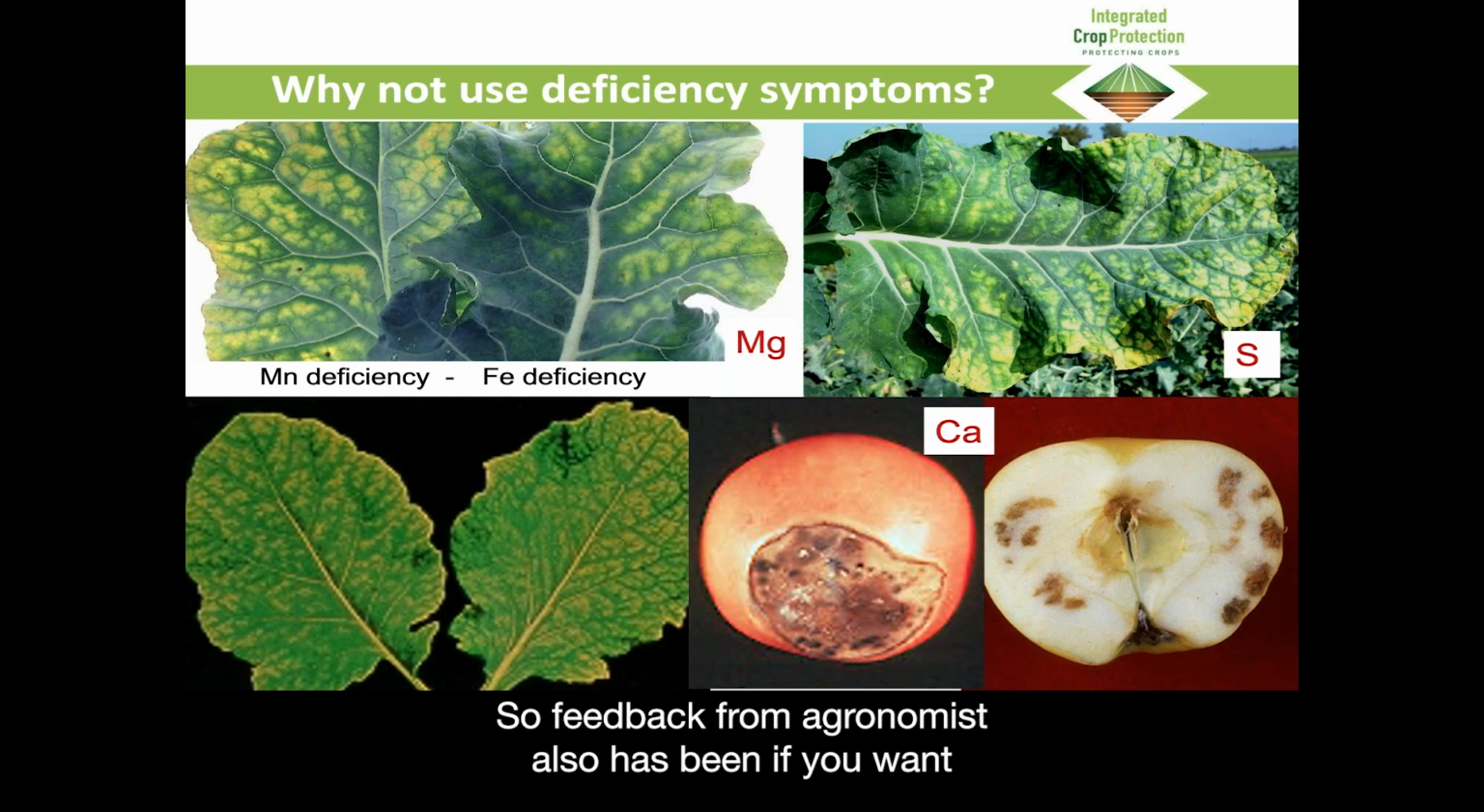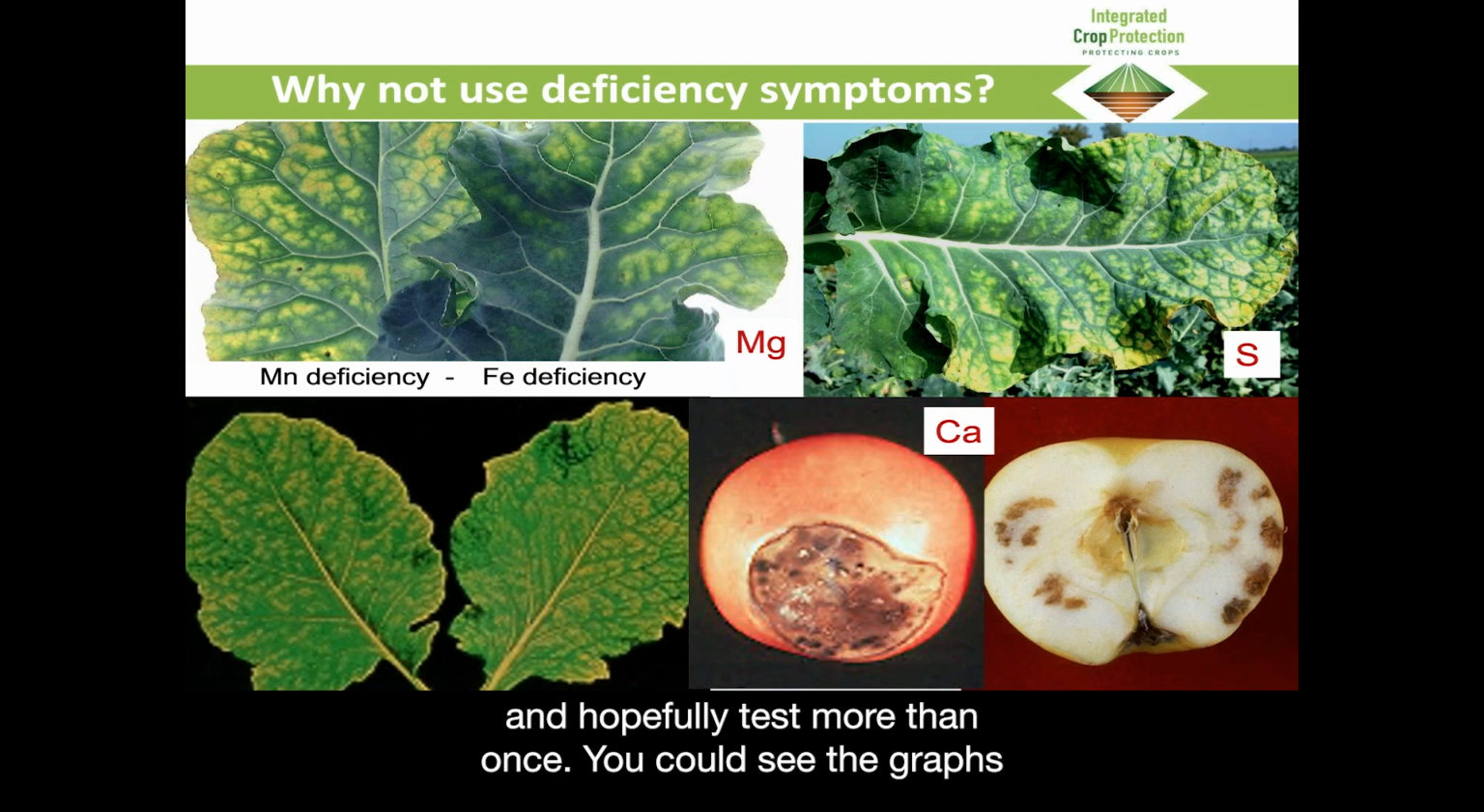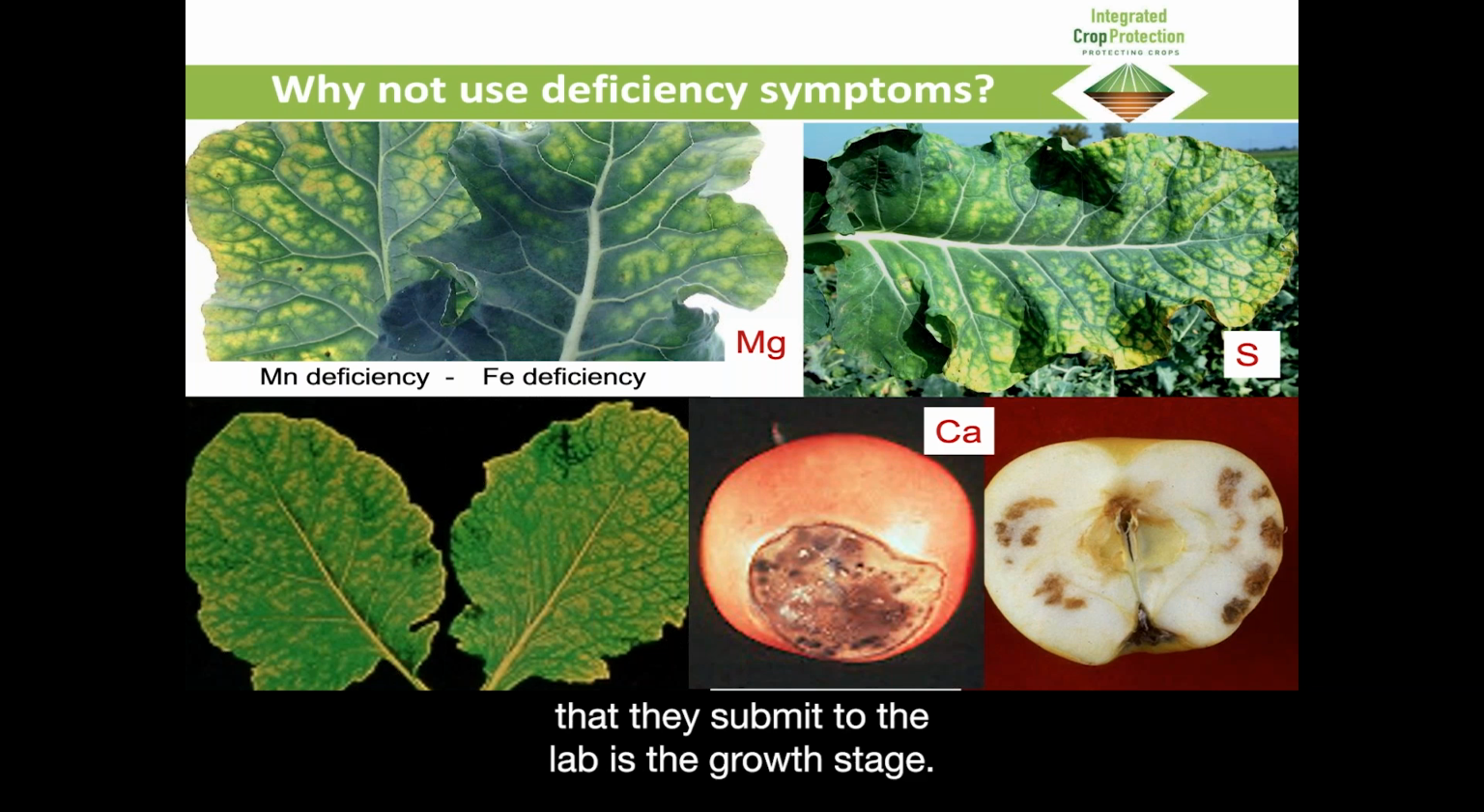So feedback from agronomists has also been, if you want to test, test early and hopefully test more than once. You could see the graphs that Chris had on the difference in testing and growth stages and the influence of growth stages. I know from actually being in a lab that the biggest thing people don't put on the labels they submit to the lab is the growth stage. So interpretation is really not possible if the growth stage isn't known.